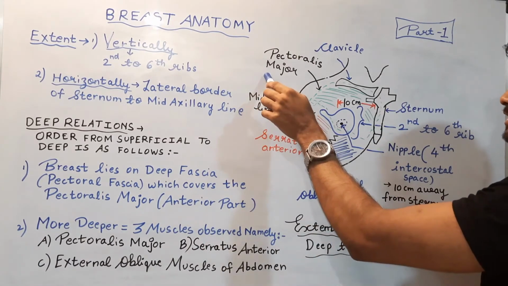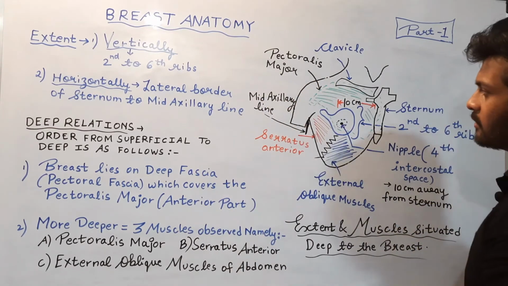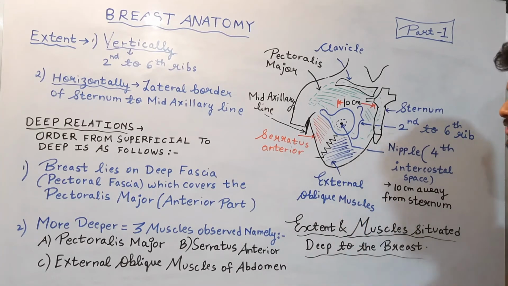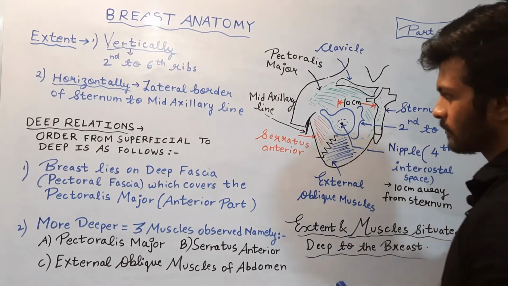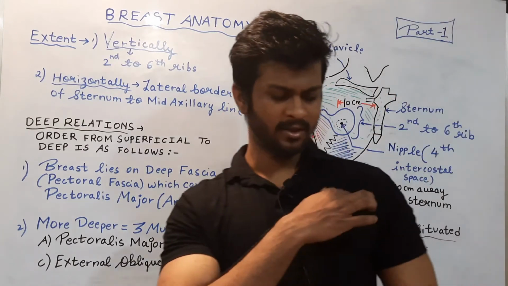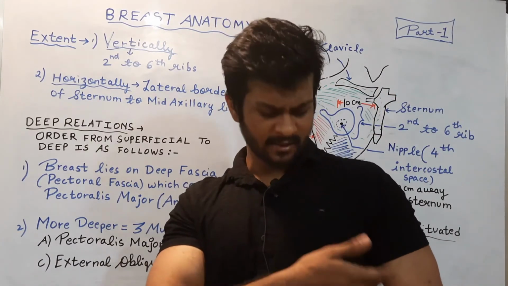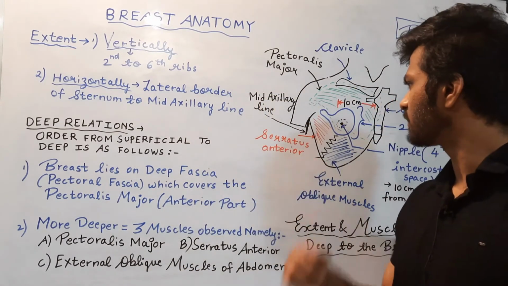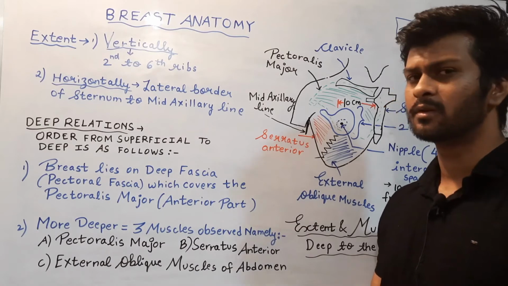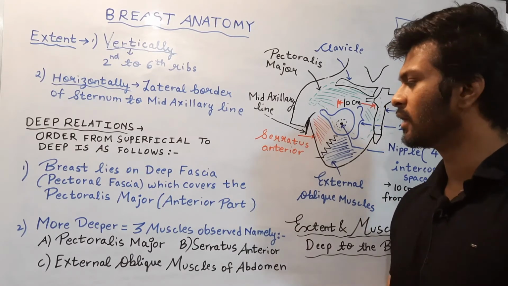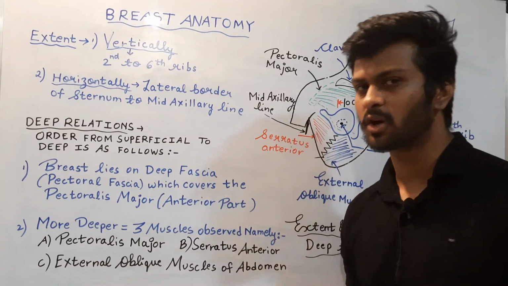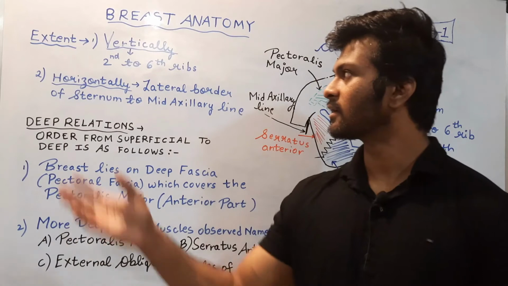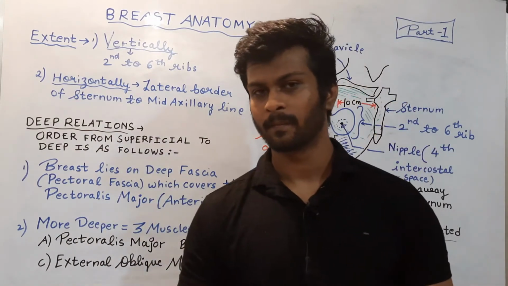Pectoralis major is shown by the green marker, serratus anterior is shown by the red marker, and external oblique muscle is shown by the blue marker. Pectoralis major is mainly this part, serratus anterior will be this part, and the external oblique muscle of the abdomen. So these muscles are seen if we look at the deeper section of the breast. This was all about the introduction and the extent and deep relations of the breast.